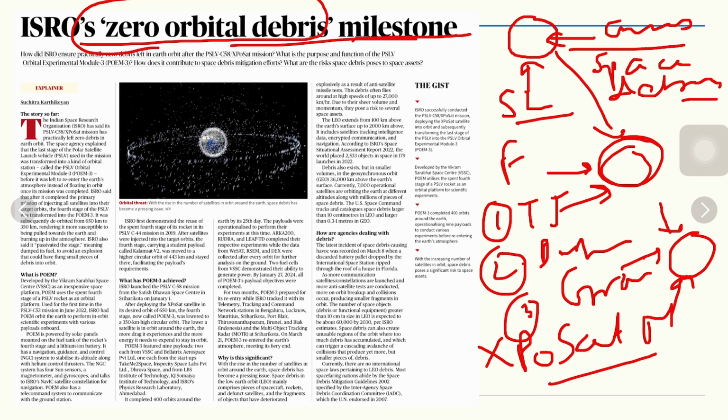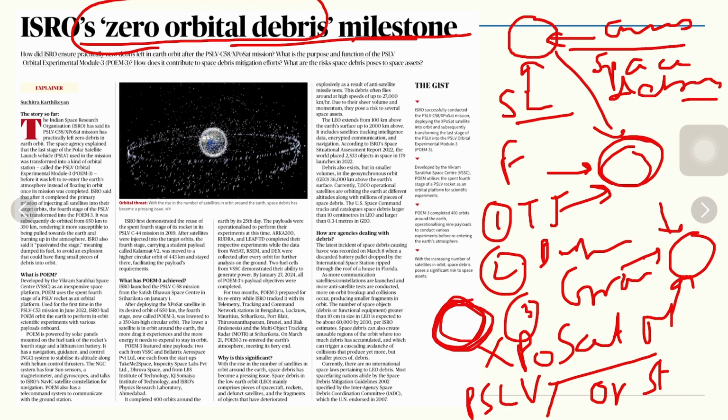The space agency explained that the last stage of the Polar Satellite Launch Vehicle used in this mission was transformed into a kind of orbital station before it was left to re-enter the Earth's atmosphere instead of floating in the orbit. So now, the rockets that are launching the satellites are being made to somehow re-enter the Earth's atmosphere rather than being left floating in the orbit itself.